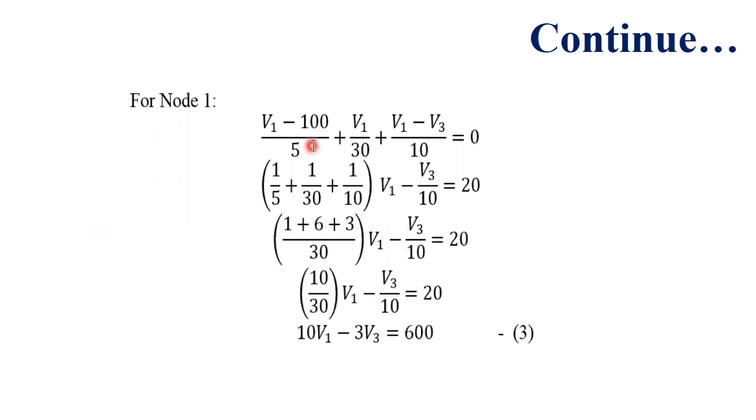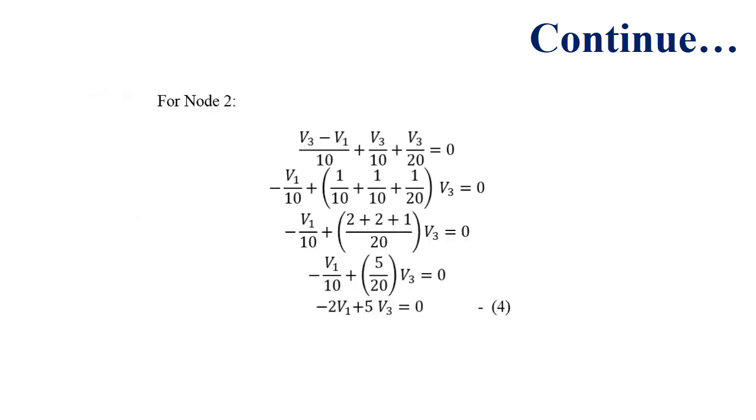So take this term to the right side of the equation, so we have positive 20. By taking the LCM of these values, we have this equation: 10 by 30 V1 minus V3 by 10 equals to 20. Then I will multiply this equation by 30, and we have the equation 10 V1 minus 3 V3 equals to 600. So this is our equation number 3.